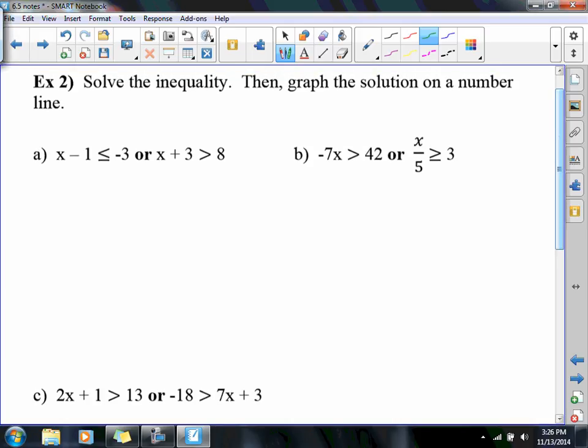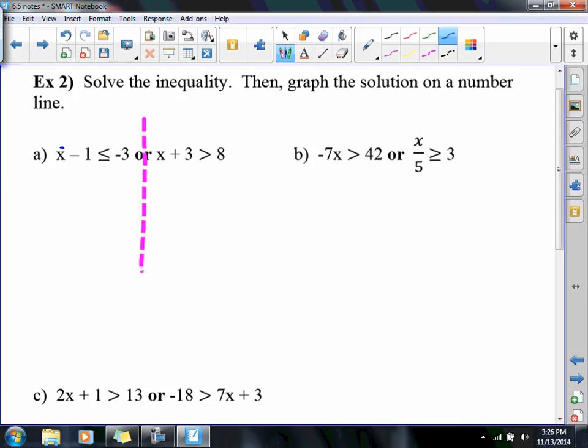And we're going to solve these compound OR inequalities and then graph their solution on a number line. Now again, we can put a little pink line here to separate the two concepts. We're going to solve the inequality on the left and then the inequality on the right. Most of the time, these are going to be 1 or 2 step inequalities that we're going to be solving.